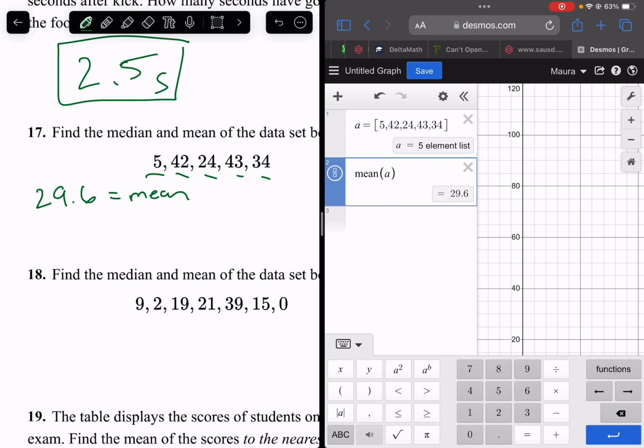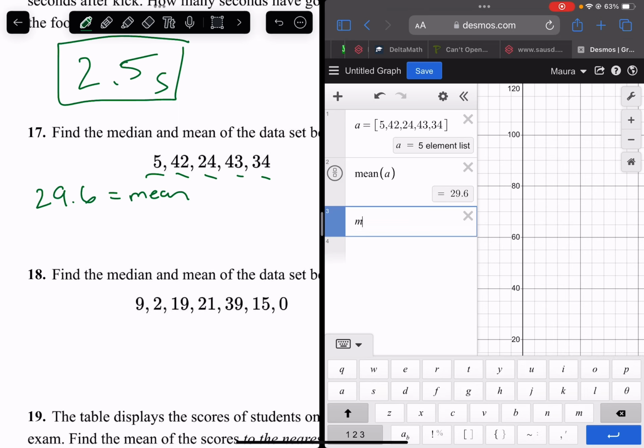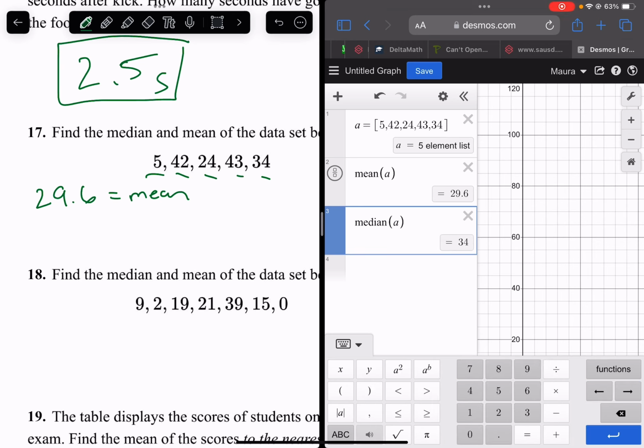And then to find the median, you can just type that in as well. Median, open parentheses, and of course we're still looking at set A. We do that, our median is 34.